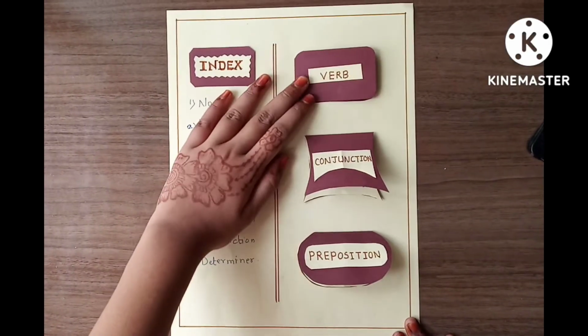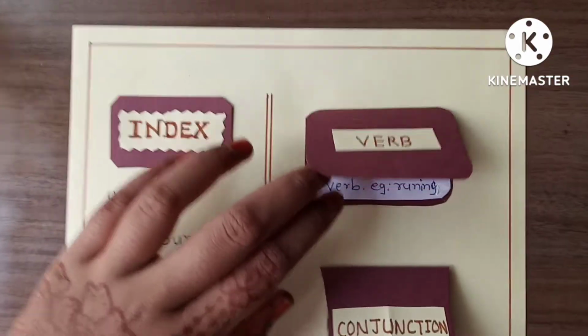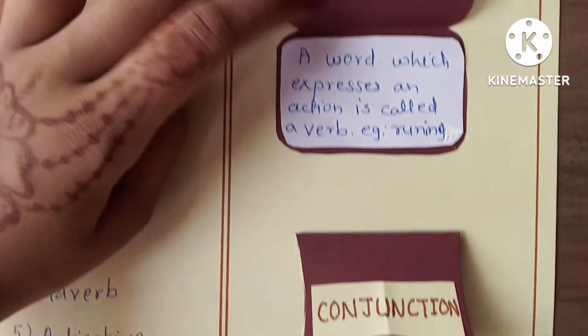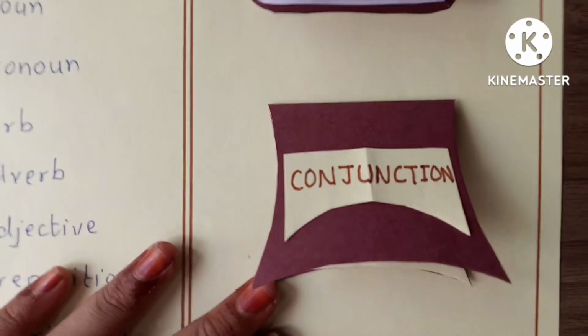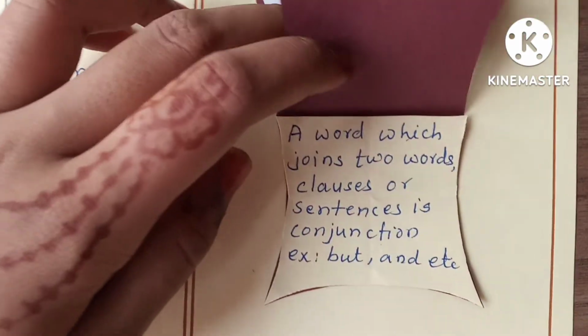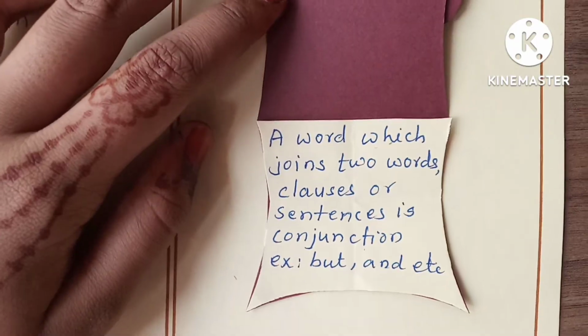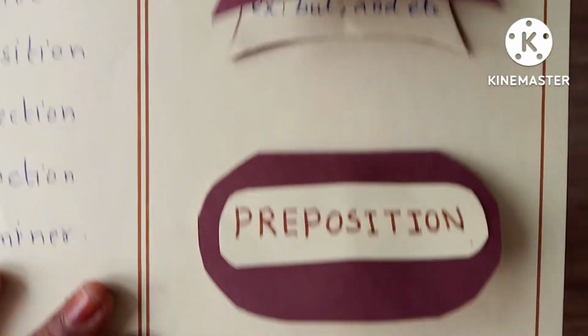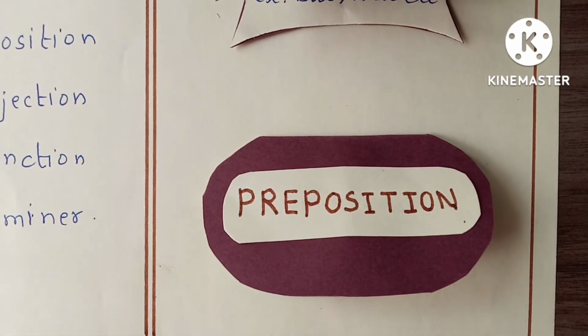The first one is verb. Second one is conjunction. Third one is preposition.